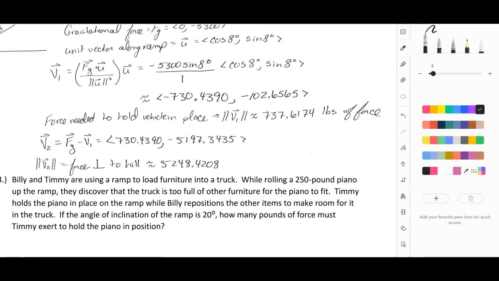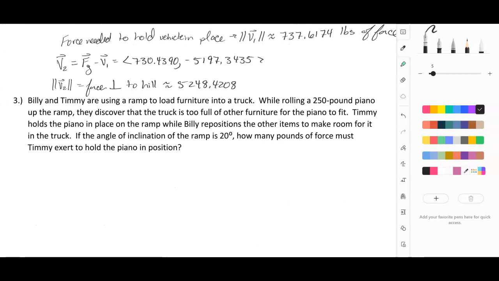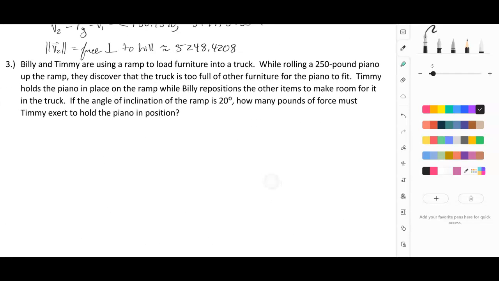Okay, let's look at one more, and this is where you may want to pause the video, try it, come back, check your answer. So Billy and Timmy are using a ramp to load furniture into a truck while rolling a 250-pound piano up the ramp. They discover that the truck is too full of other furniture for the piano to fit. Timmy holds the piano in place on the ramp while Billy repositions the other items to make room for it in the truck. If the angle of inclination of the ramp is 20 degrees, how many pounds of force must Timmy exert to hold the piano in position?